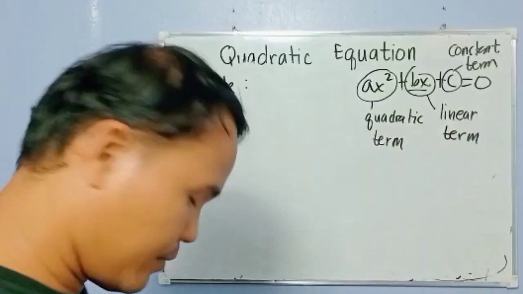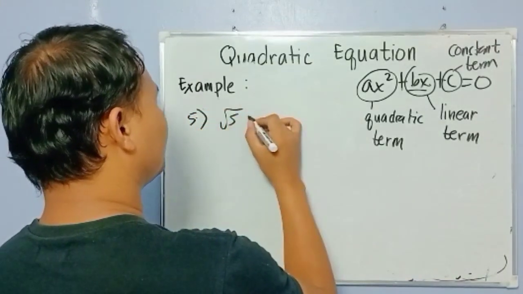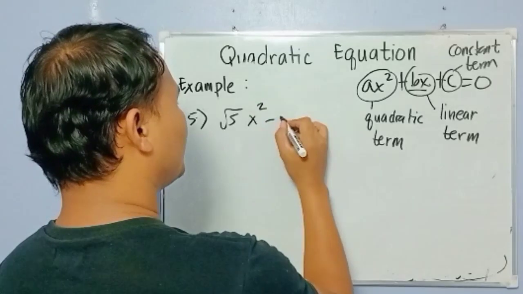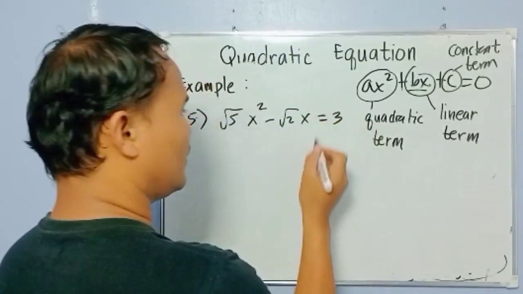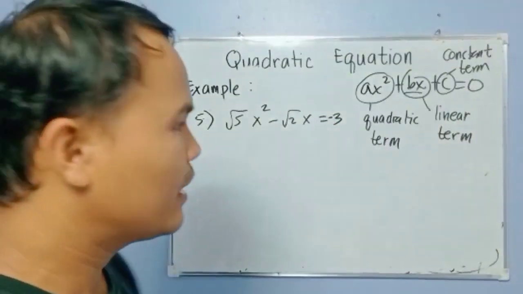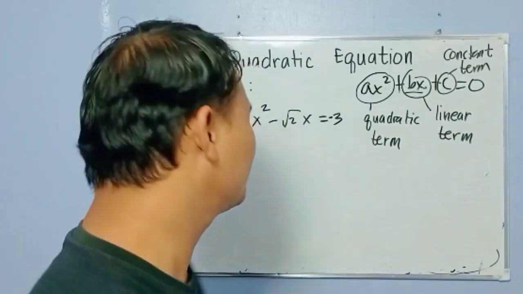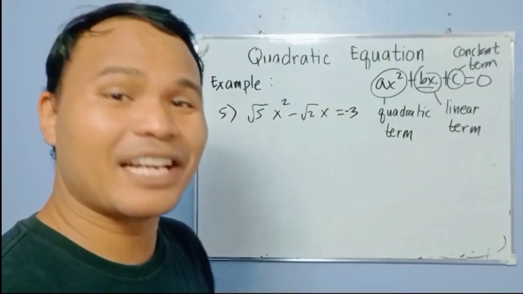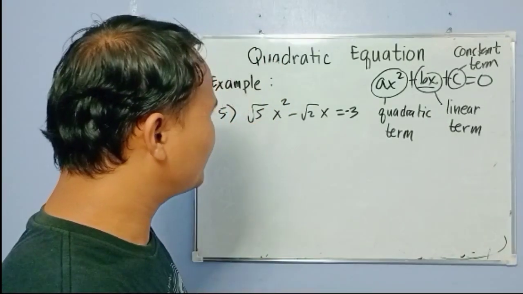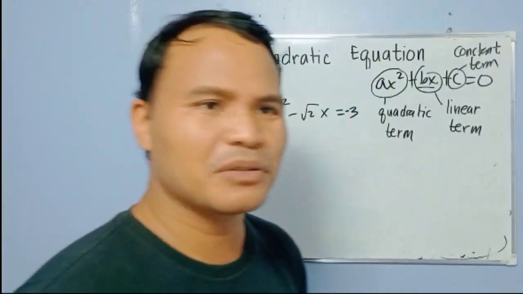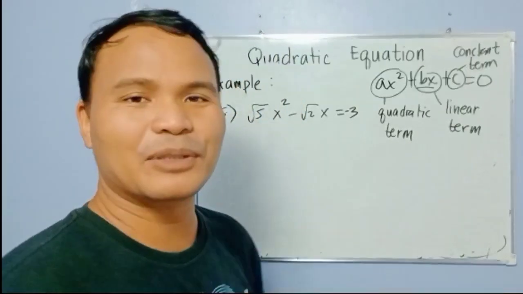Next example, number 5. Square root of 5 x squared minus square root of 2 x equals negative 3. Is this a quadratic equation? Yes or no? This is a quadratic equation. Na may square root of 5, na may negative square root of 2. Quadratic na gihapon na. Yes, quadratic gihapon na siya nga forma.